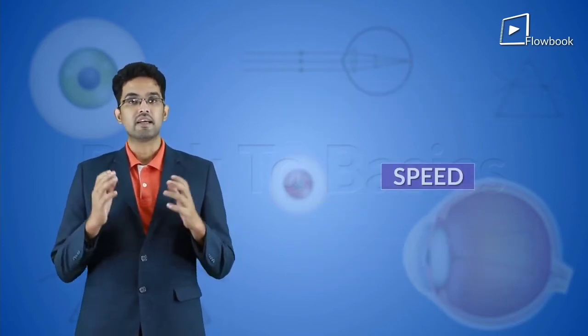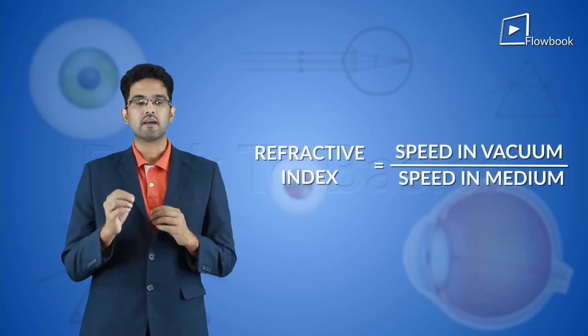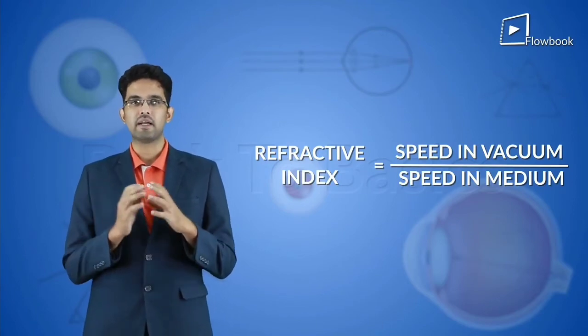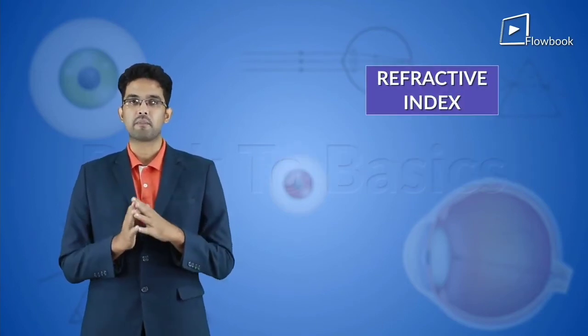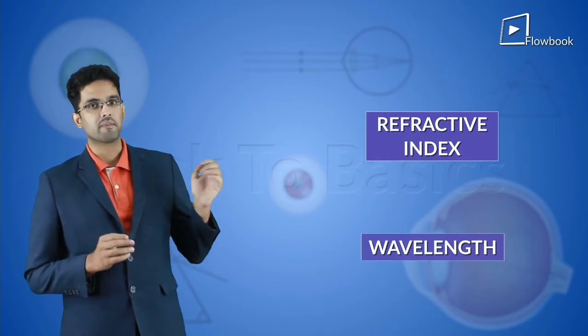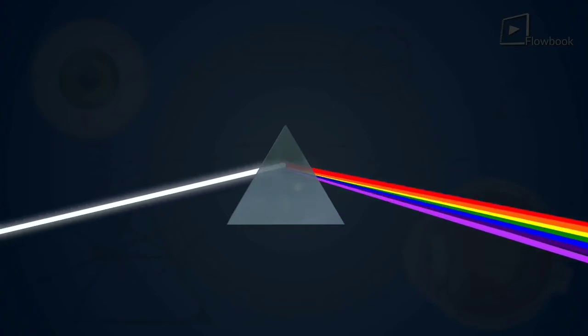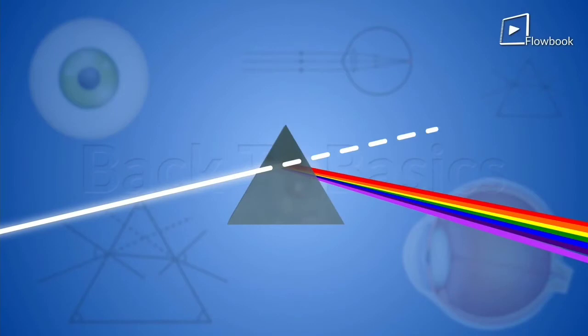So, speed is dependent on wavelength. Again, we know that refractive index is nothing but the ratio of speeds in vacuum and in medium. Therefore, refractive index depends on speed, which is dependent on wavelength. Thus, refractive index depends on wavelength. Thus, when white light consisting of all these waves passes through a medium, each wave or color selects its least time path based on its refractive index. And thus, we get refraction of different colors to different extents.